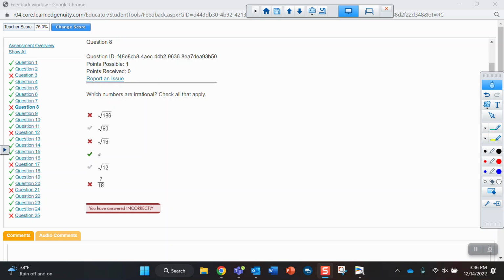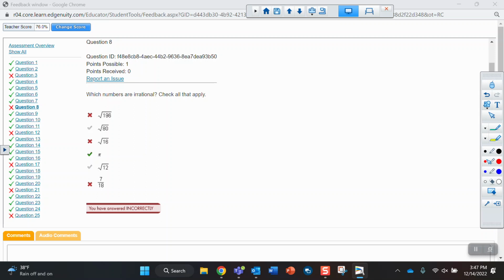Okay, on question 8, it asks which numbers are irrational. So irrational numbers are numbers that are not perfect squares. These are numbers that are also non-repeating, non-terminating decimals. Rational numbers can be written like fractions. So anything that's listed here that's a fraction is going to be rational. So that's why the 7/8 is not irrational because it's a fraction, so that makes it rational.